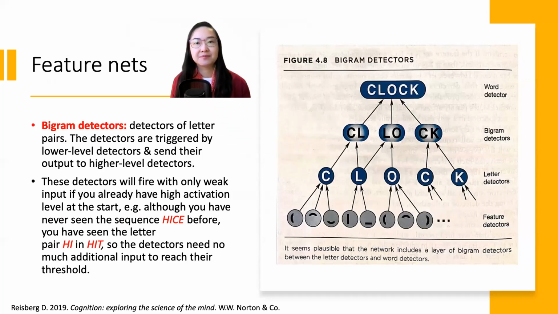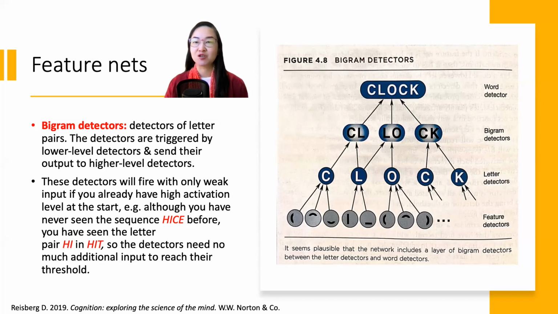Feature nets. Bigram detectors. Bigram detectors are detectors of letter pairs. The detectors are triggered by lower level detectors and send their output to higher level detectors. These detectors will fire with only weak input if you already have a high activation level at the start. For example, although you have never seen the sequence HIGHS before, you have seen the letter pair HI in HIT, so the detectors need not much additional input to reach their threshold.